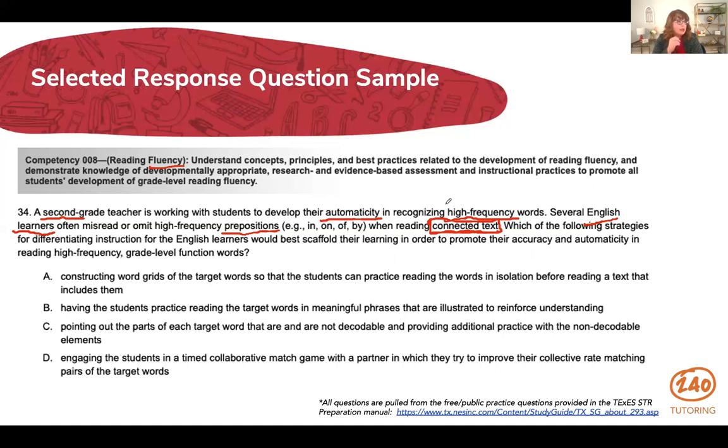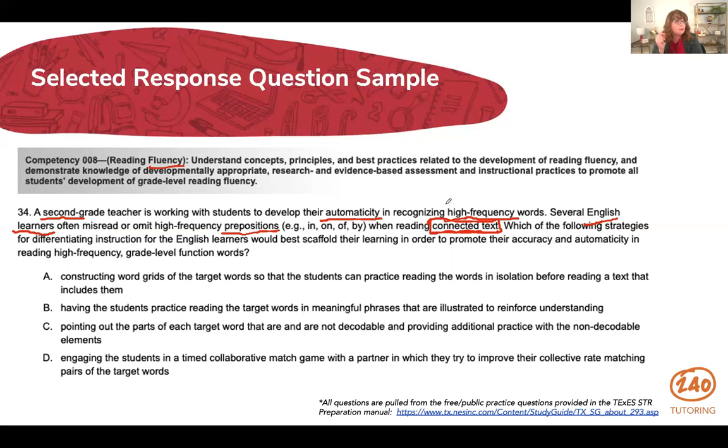So A, constructing word grids of the target words so that the students can practice reading the words in isolation before reading a text that includes them. Now, something should jump out to you. I've kind of given it away. It says reading these words in isolation, and we're talking about them struggling to read them in connected text. So keep that in mind. B, having the students practice reading the target words in meaningful phrases that are illustrated to reinforce understanding.